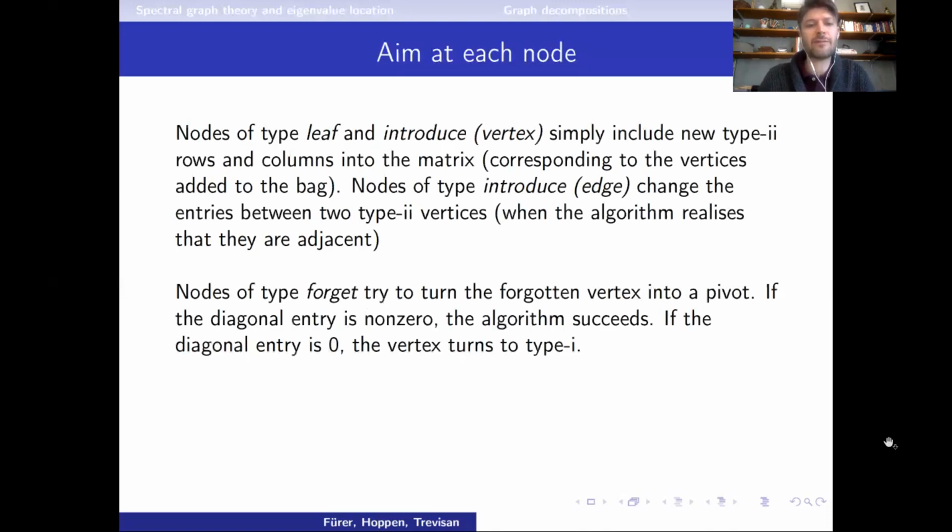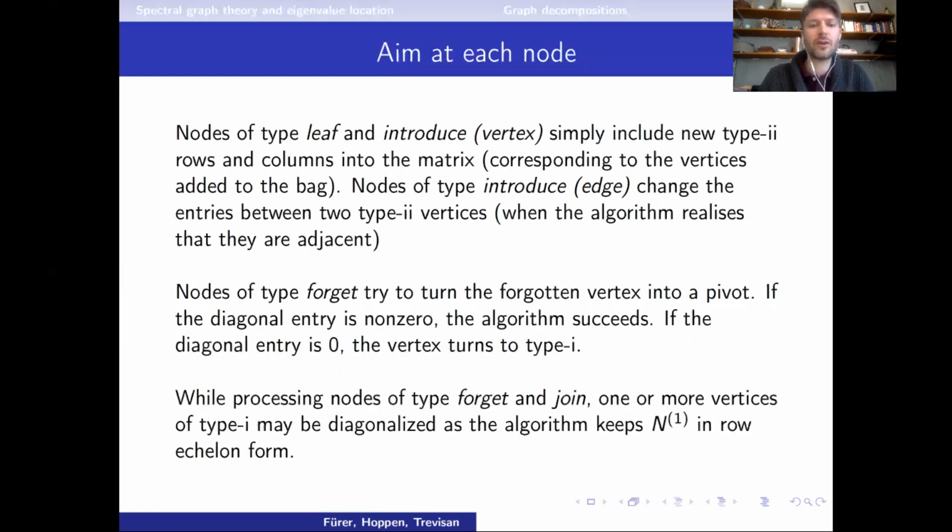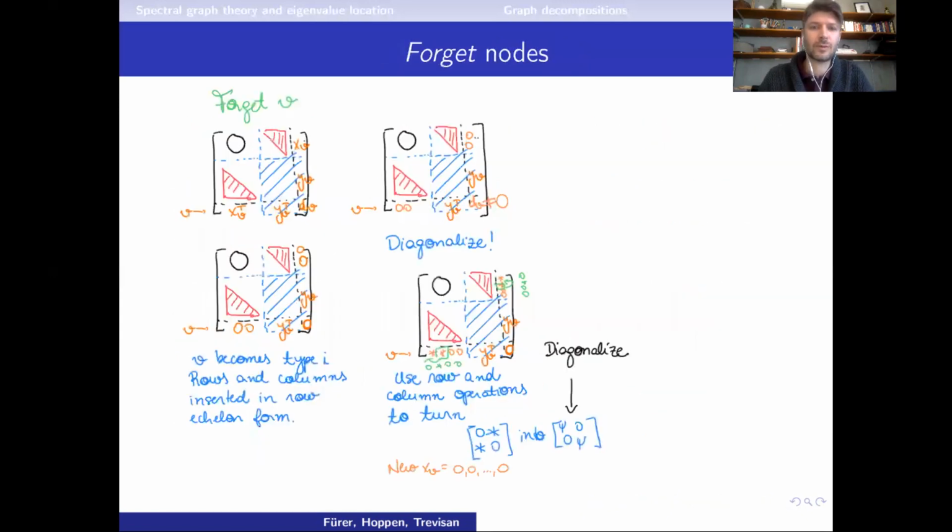And nodes of type forget try to turn the forgotten vertex into a pivot. If the diagonal entry is non-zero, the algorithm succeeds. If the diagonal entry is 0, the vertex turns to type 1, and we have to do other things. And while processing nodes of type forget and join, one or more vertices of type 1 may be diagonalized as the algorithm keeps N1 in row echelon form.